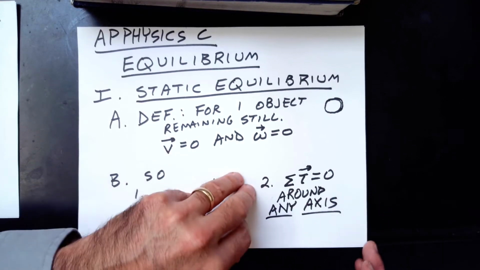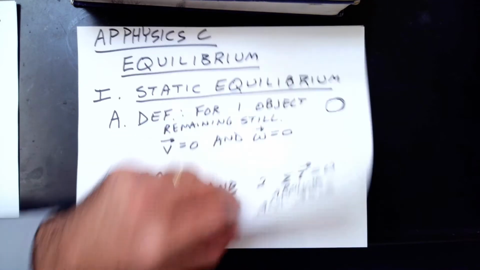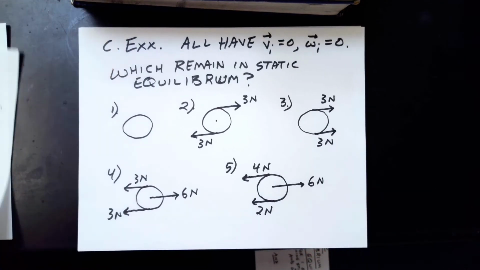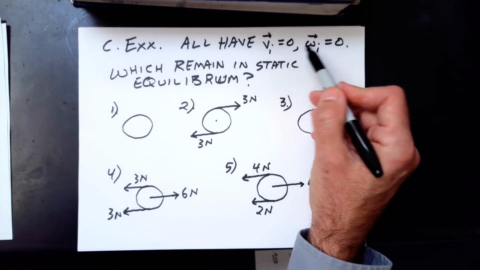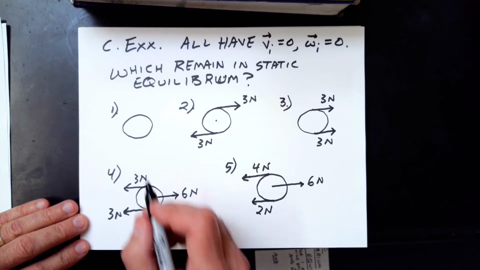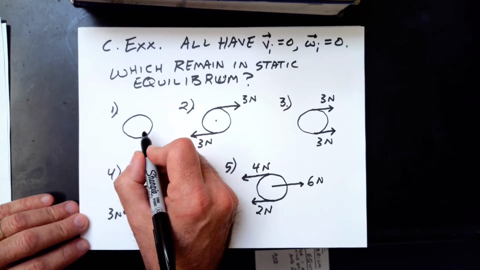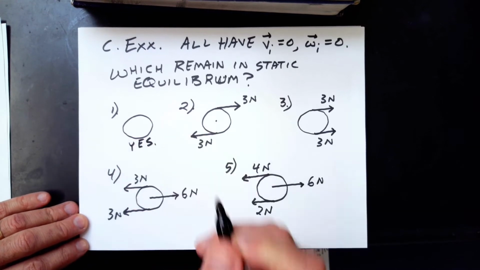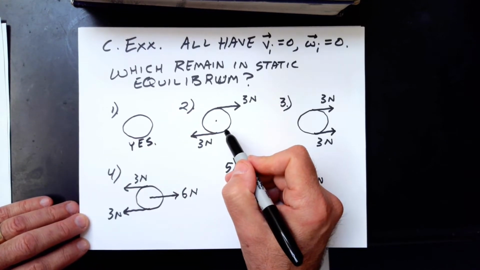All right, I'm going to show you typical example concept questions you might be asked in this topic. For all of these, you start out with both of these quantities 0, and this is the question. All right, let's look at these 5 examples. In the first one, of course, it remains in static equilibrium. There are no forces drawn, so there's no way for the motion to change.